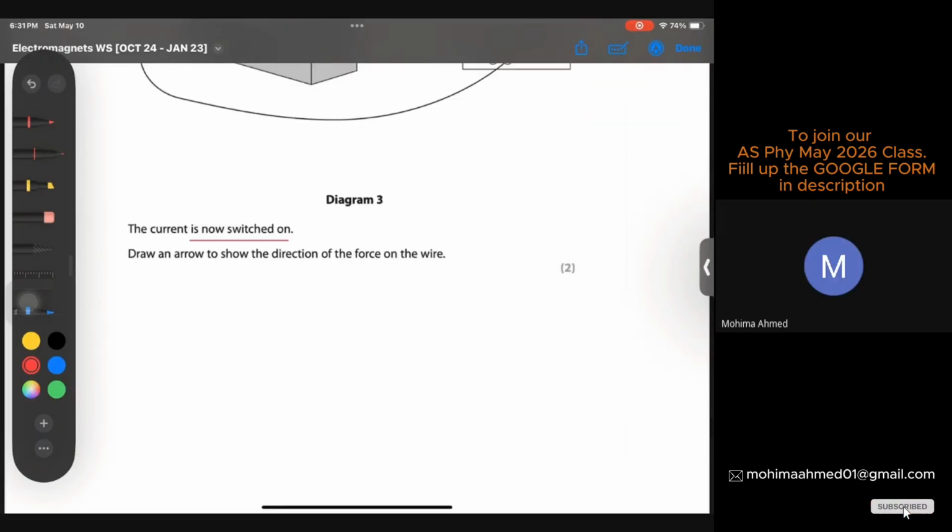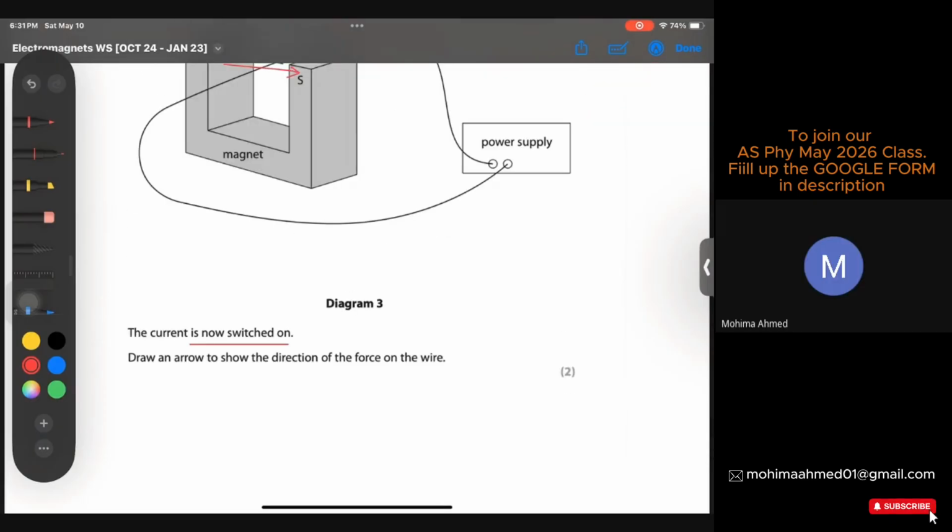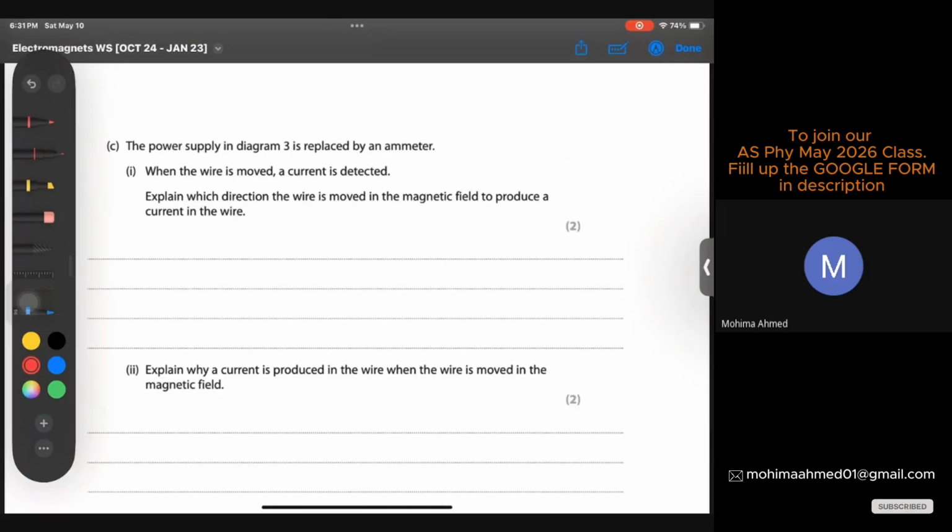So we have upward direction. That's it. This is for 2 marks. Then again, they are saying the power supply in 3 is replaced by an ammeter, and when the wire is moved, the current is detected.